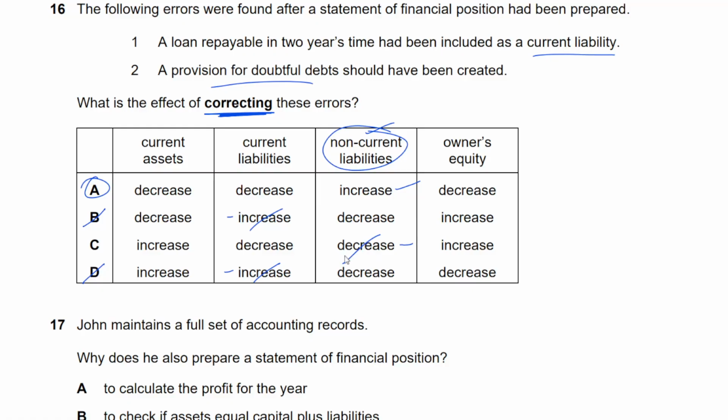And decrease is not an answer, so there we go. This is cancelled, this is cancelled, this is cancelled. 3 options are cancelled. A is the only answer.